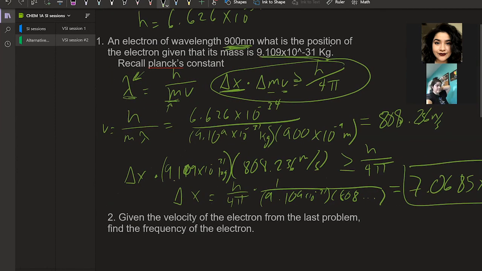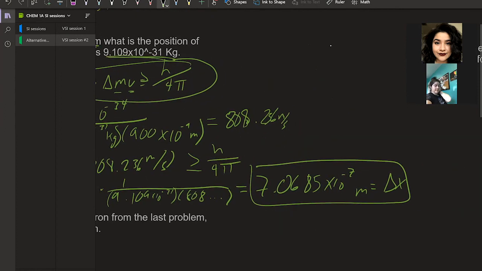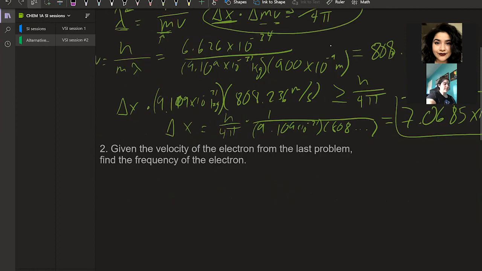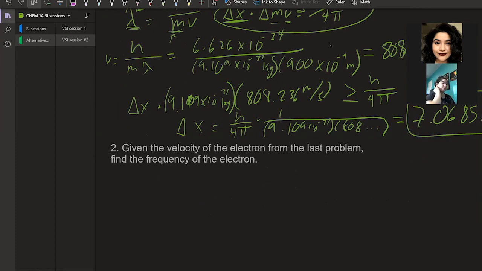Okay. Let me just leave it on there for a second. All right, for part 2, given the velocity of the electron from the last problem, find the frequency of the electron. There's another equation that I think you guys don't have, but even if you didn't have this equation, you could still solve it. The equation I'm referring to is frequency, F in this case.